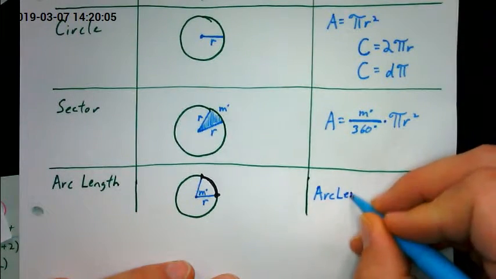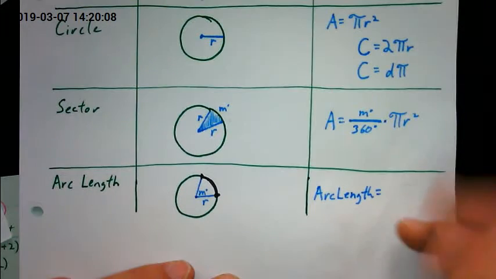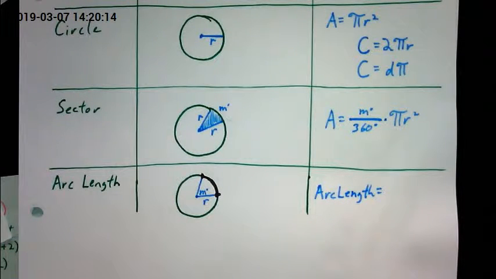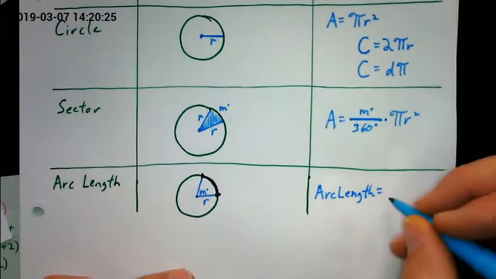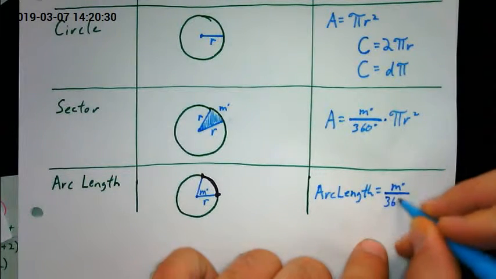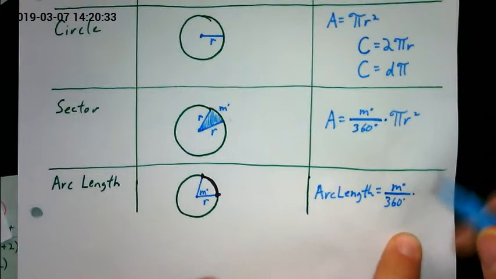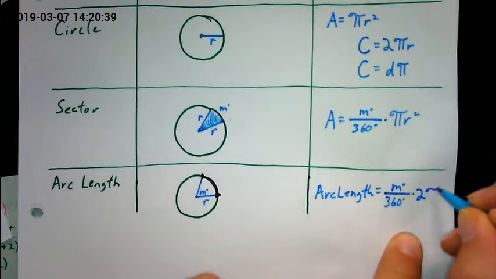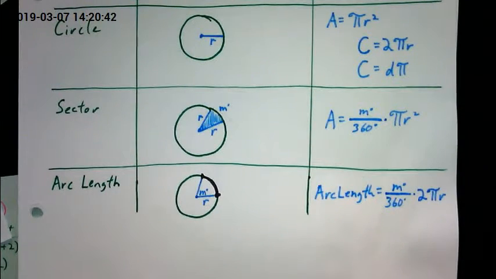But now, are we dealing with area at all in this one? No. So this arc length is part of the overall what of the circle? It's part of our circumference. So this time, instead of a fraction of the area, we're doing a fraction of the circumference. It starts off the same way, the same fraction that we had in the last one, M degrees out of 360, times our circumference formula. You could use either circumference formula. I'm just going to use the 2 pi r. That is our last one.